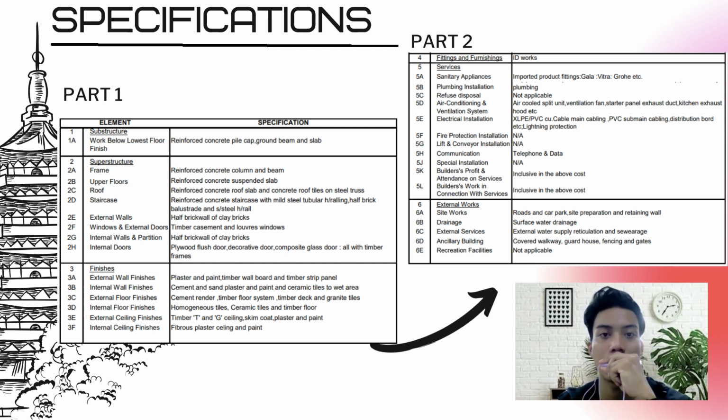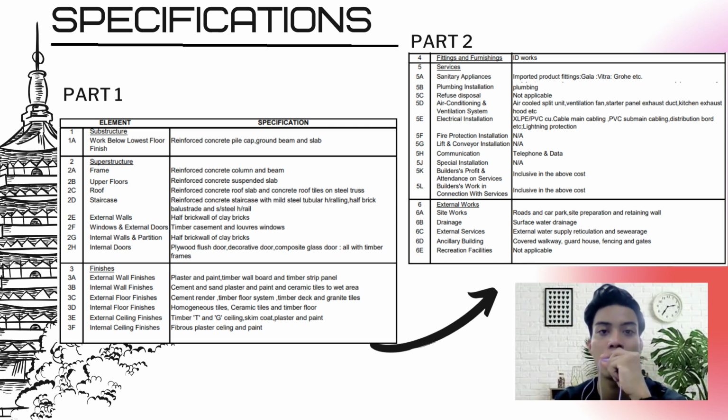Next, in sanitary appliances, services use imported product fittings such as Gala, Vitra, Grohe, and etc. For plumbing installation, it uses galvanized iron pipe, fiberglass reinforced plastic compartment suction tank for CWS and VCP pipe. For air conditioning, the bungalow includes an air-cooled split unit, kitchen exhaust hood, and etc. For electrical installation, it uses cross-linked polythene as the main cabling, PVC sub-main cabling, distribution board, and etc. For communications, the installation of telephones and data is included in the project.